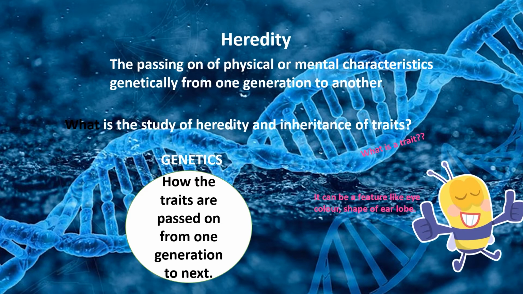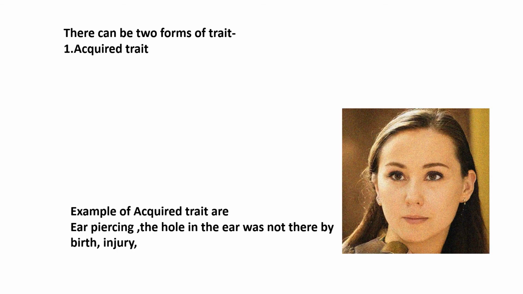There are two kinds of traits. Let's learn about them. First one is acquired trait. Acquired means to obtain. If you look at this picture, you can see the lady has pierced her ears. She didn't have the hole in her ear since birth. At some point of time, she decided that she will pierce her ears.